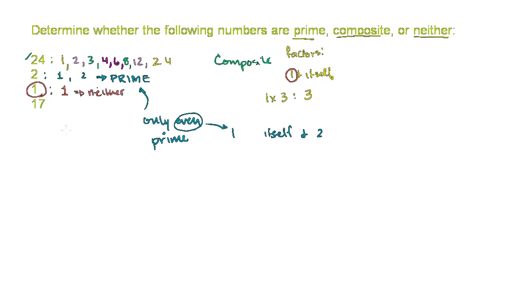And then finally, we get to 17. 17 is divisible by 1 and 17. It's not divisible by 2, not divisible by 3, 4, 5, 6, 7, 8, 9, 10, 11, 12, 13, 14, 15, or 16. So it has exactly two factors, 1 and itself. So 17 is prime.